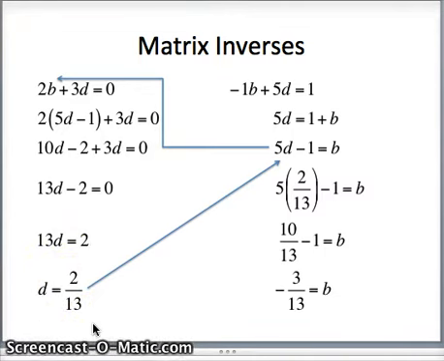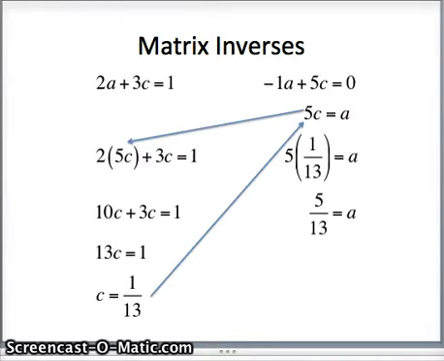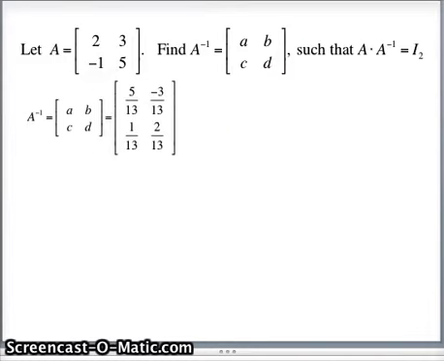And to solve for B, now we substitute that 2/13 up here in for D. 5 times 2/13 minus 1 is B. 10/13 minus 1 is B. But what is 1? That's 13/13. So 10/13 minus 13/13 is -3/13, and that's our answer for B. So on these two pages, we solve for B and D here, and we solve for A and C here. Putting them all together, we have our solution for this matrix we're calling A inverse.